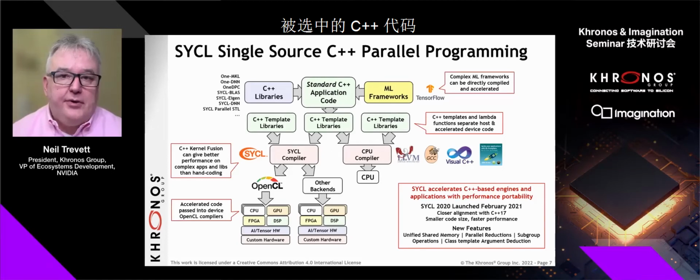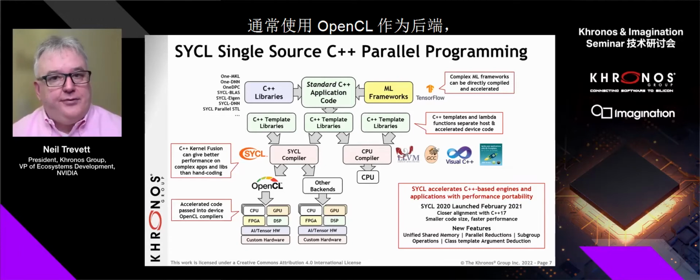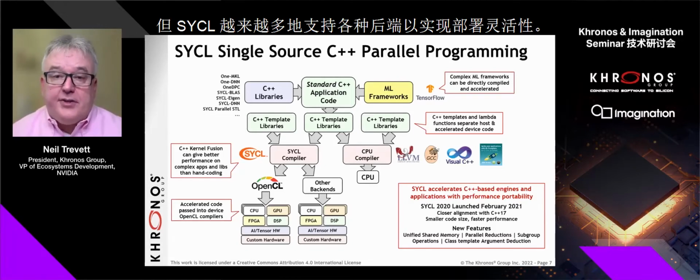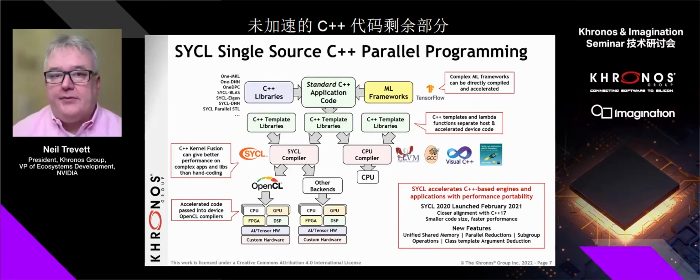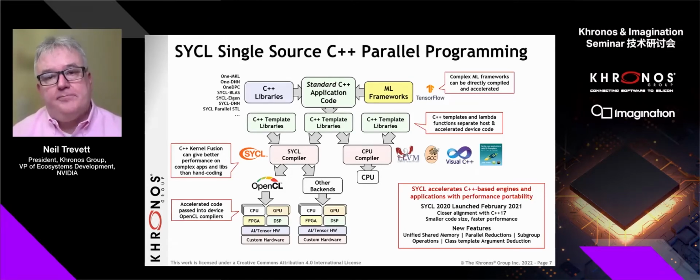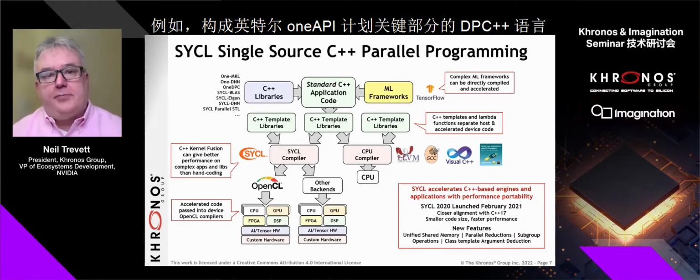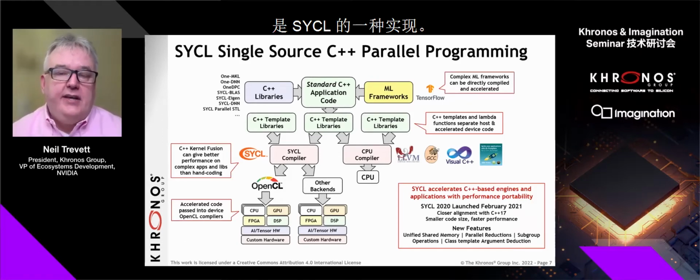Offloaded C++ code is sent to the SYCL compiler for the targeted accelerator processors, often using OpenCL as a backend, but SYCL is increasingly supporting a wide variety of backends for deployment flexibility. The unaccelerated remainder of the C++ code is sent to the standard C++ compiler for the host CPU. SYCL is gaining industry adoption in desktop, embedded, and HPC markets. For example, the DPC++ language, which forms a key part of Intel's oneAPI initiative, is an implementation of Khronos' SYCL standard.